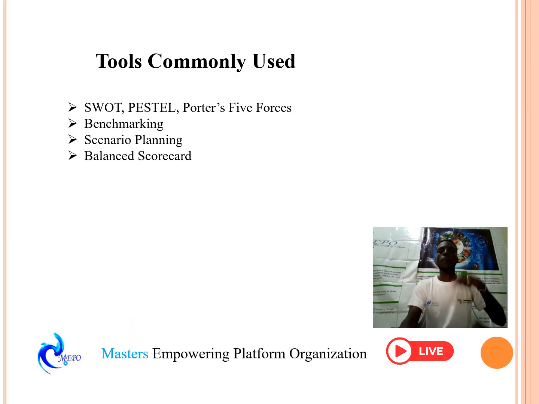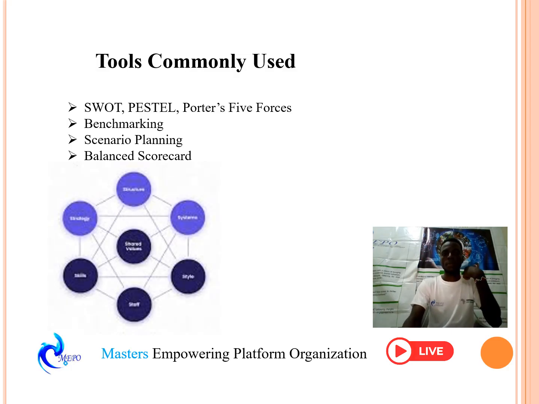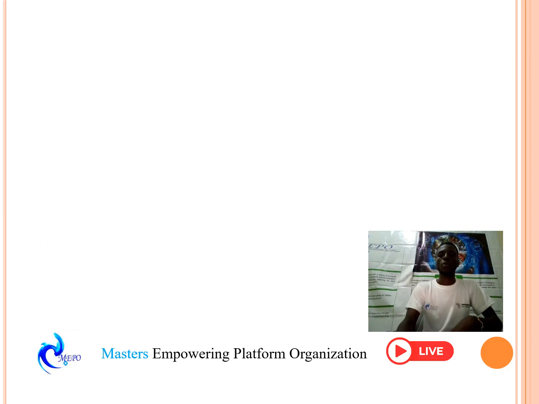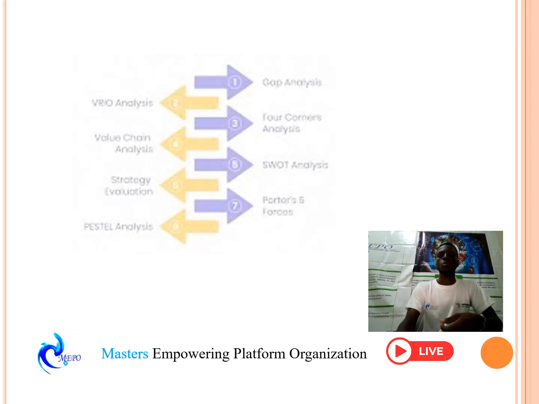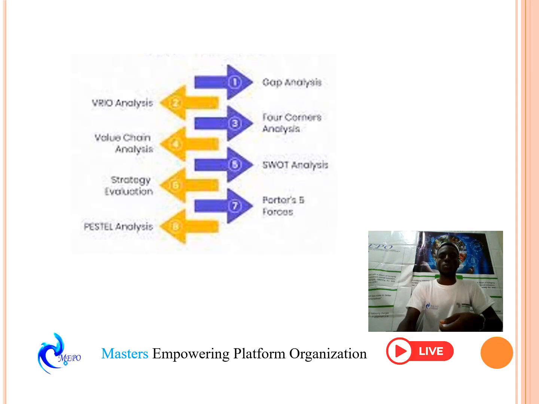We also look at the balanced scorecard, which is also another tool commonly used today in our business. So let me take you also to gap analysis.